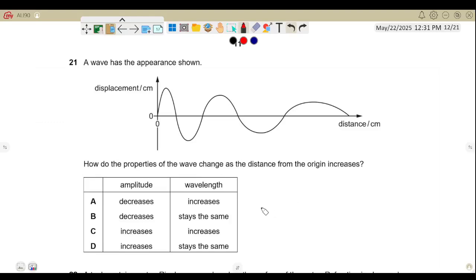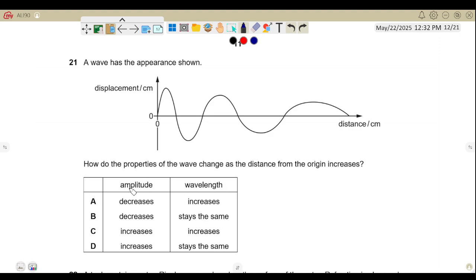Alright, this is another video just to answer the next 10 questions, from the 21st until the 30th question. So here we have a wave that has the appearance shown. This is the wave and this is its appearance, displacements in meters against distance in centimeters. How do properties of the wave change as the distance from the origin increases?